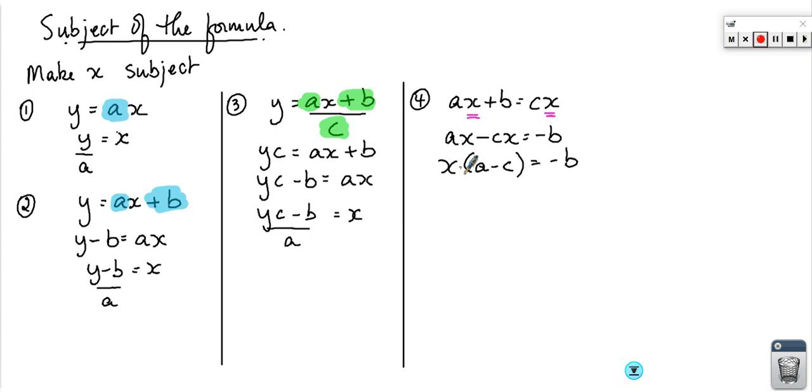Now, removing a minus c, brackets means multiplication. We've seen this before. Removing a minus c, so x equals minus b all over a minus c. And that's our fourth example. Our fifth example.